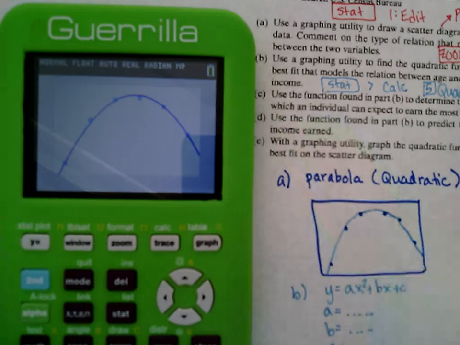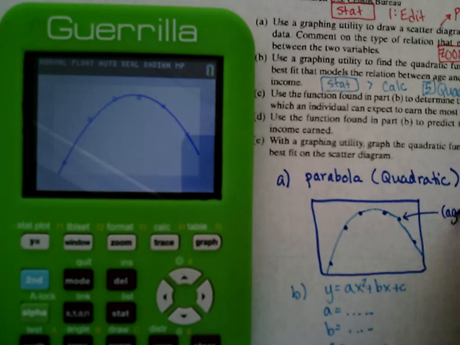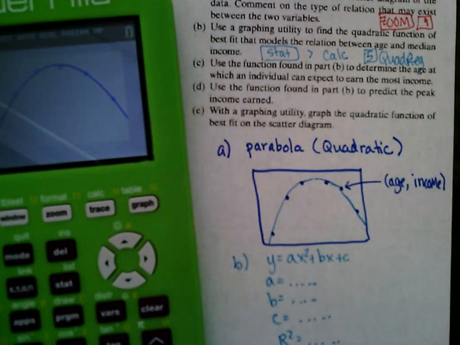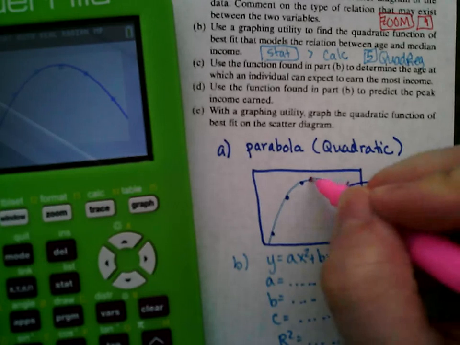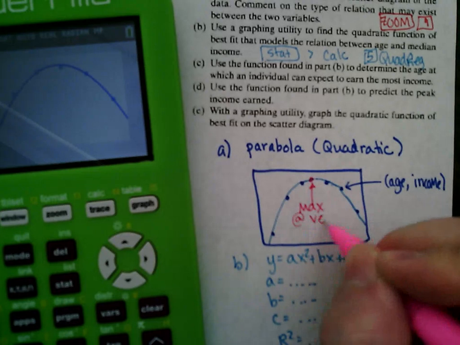Part C. Use the function that you found in part B to determine the age at which an individual can expect to earn the most income. Since every ordered pair on here has an x coordinate and a y coordinate, where the x-coordinate is age and the y-coordinate is income. It's median age and then income. Where on here would we find the highest income? Well, that's going to be here at the max, which is the vertex.